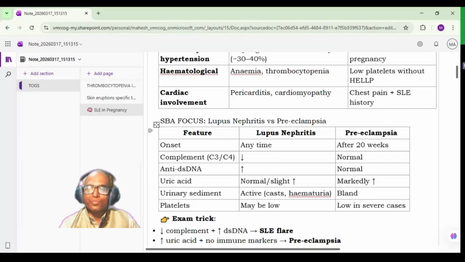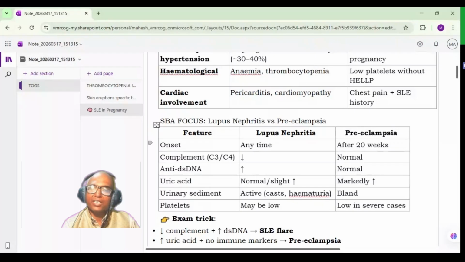Now, how to differentiate lupus nephritis from preeclampsia? Lupus nephritis can have onset anytime. There will be decrease in the complement level, and anti-double stranded DNA antibodies will be raised. Uric acid may be normal or slightly raised, because sometimes it can be associated with preeclampsia also. Then urinary sediment in the form of casts and hematuria will be there, and platelets may be low.